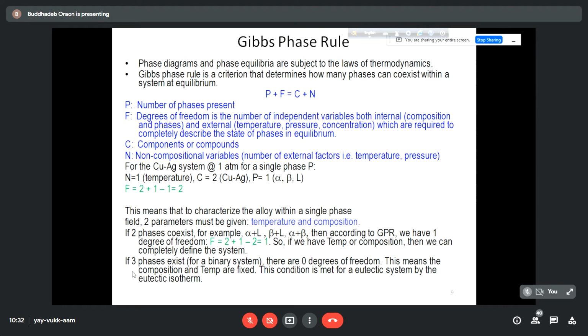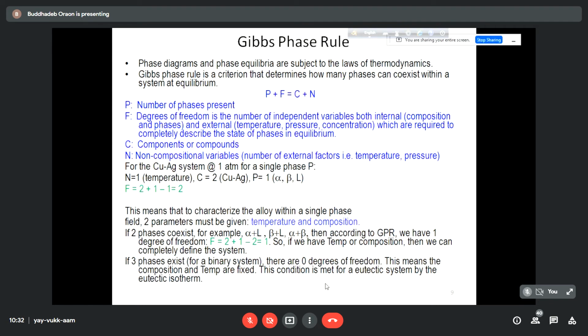And another we are taking, the three-phase case, where three phases exist for a binary system. Then if you calculate with the help of that equation, you will get F equals 0 degrees of freedom. This means that the composition and the temperature are fixed.